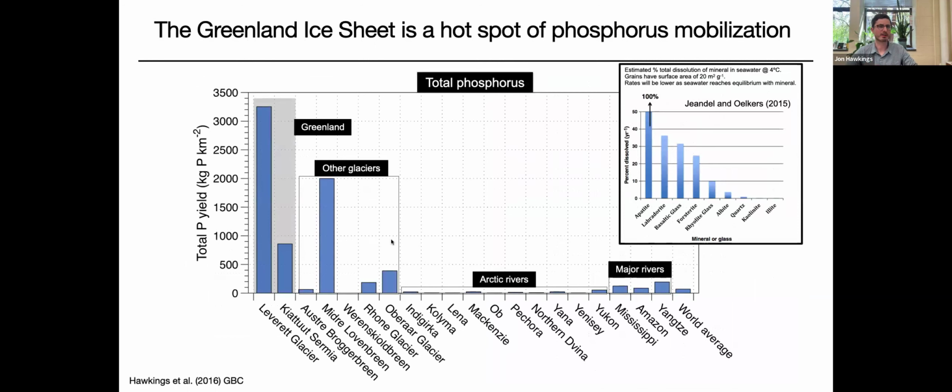And this is really kind of hand waving now, but I just want to show you that the mobilization rates of this particulate phosphorus are really, really high from these catchments because of that high physical erosion rate. So in terms of particulate phosphorus, and this is mainly all coming from apatite in the rock, it's about 3,000 kilograms of phosphorus per kilometer squared that's being mobilized per year from Leverett Glacier. So very high amounts, really.